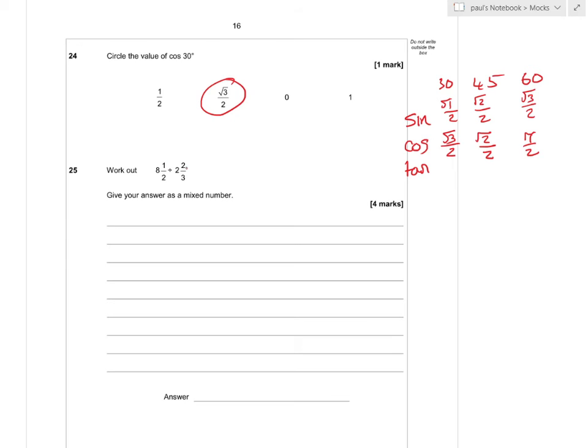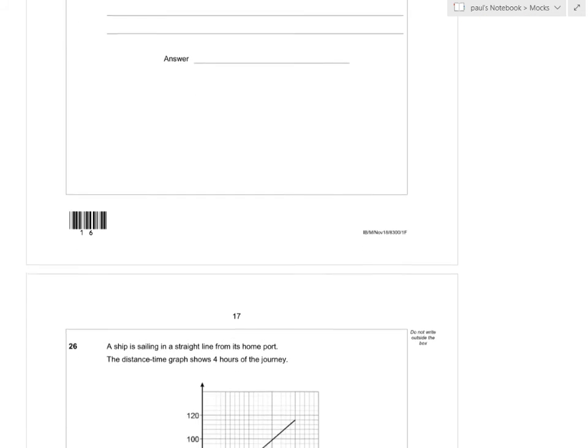Right, work out that plus divide by that. So let's turn them into top heavies. So 17 over 2 divided by 8 over 3. Turn the second one upside down, change the sign. 3 over 8 is 51 over 16. 3 16ths are 48 and 3 left over, 3 16ths. I don't mind the fractions ones as long as I get them right. So that was 25.